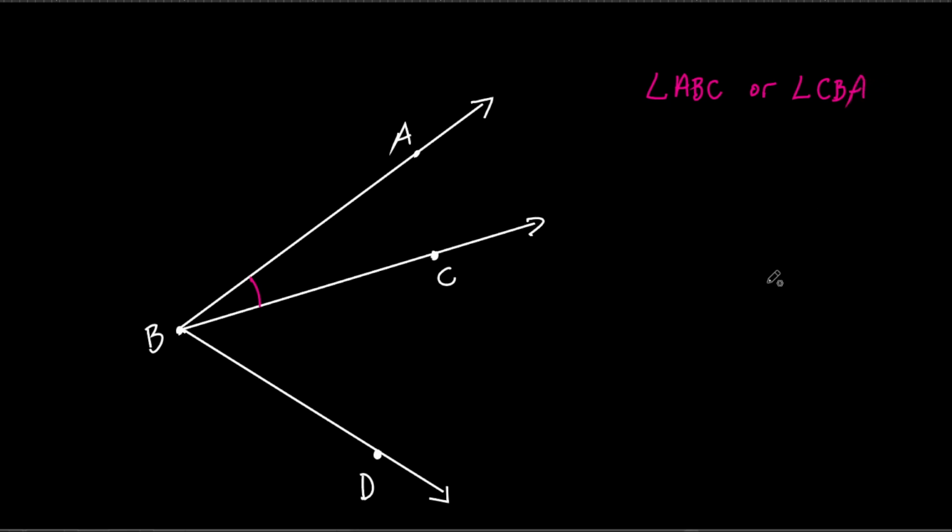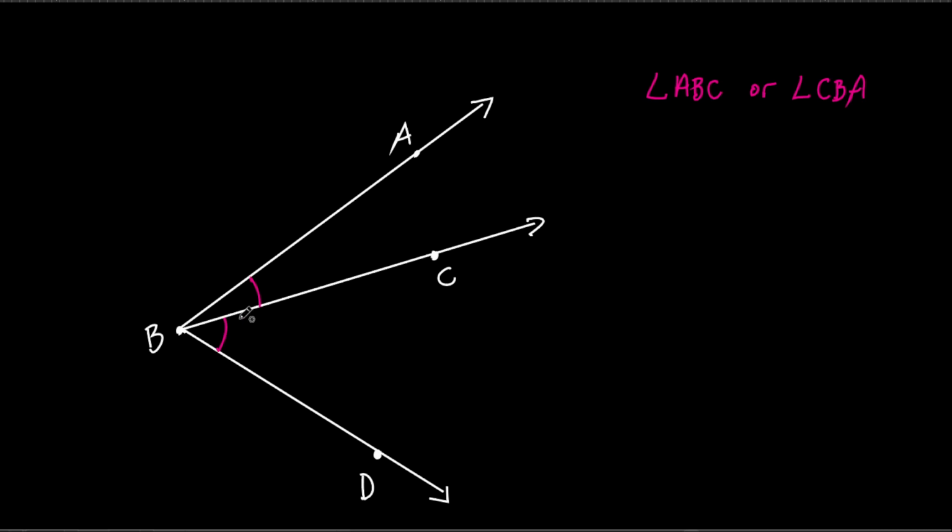Okay? Could I call it just angle B? No, because there's another angle B. That's right, because I don't know which angle you're talking about. If I just said angle B, you could think angle DBA, or angle CBD, or you could think of angle ABC. That's right, because look at this angle right here.